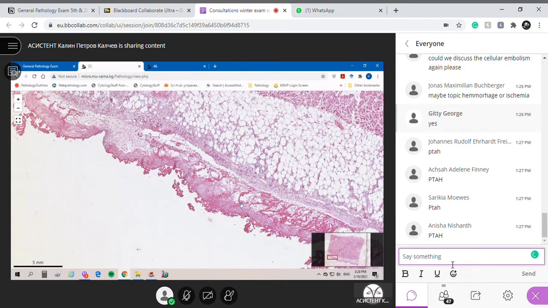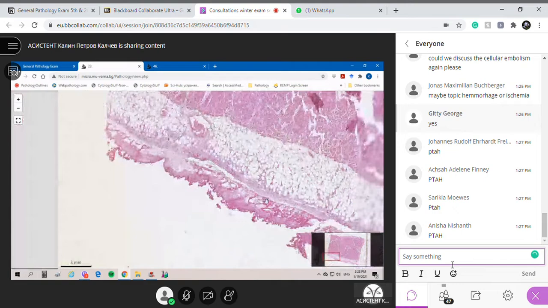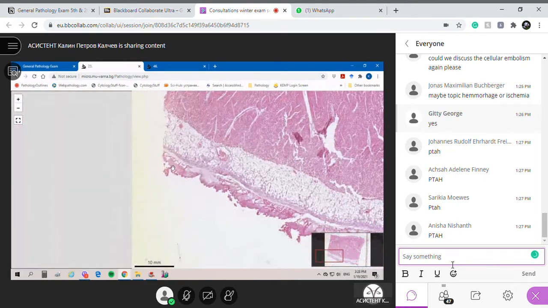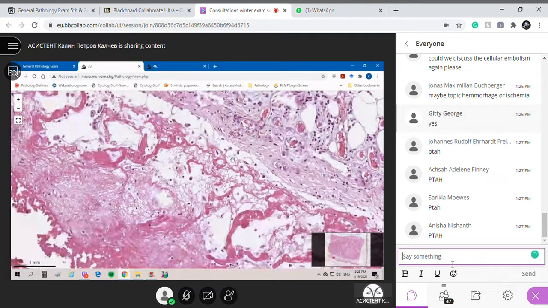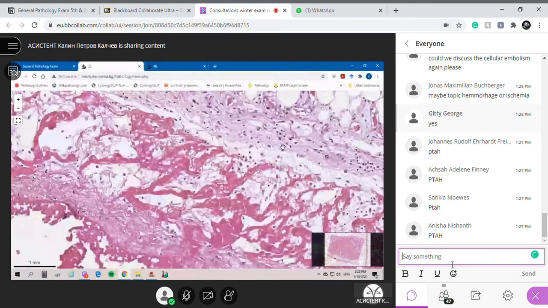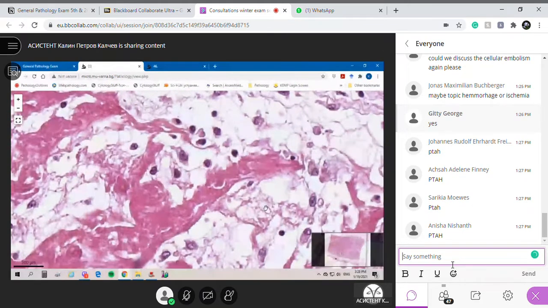Okay, so this is the fibrinous pericarditis. You can see that it is an inflammatory process because you can see that there are a lot of inflammatory cells between that pericarditis. So it is a fibrinous exudative inflammation here.